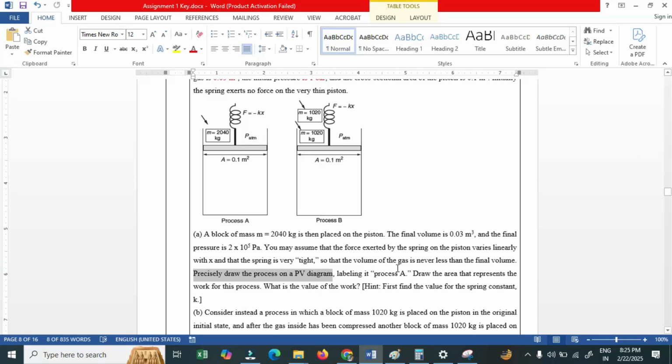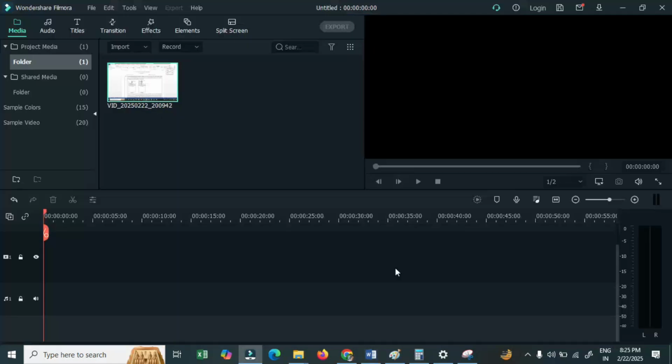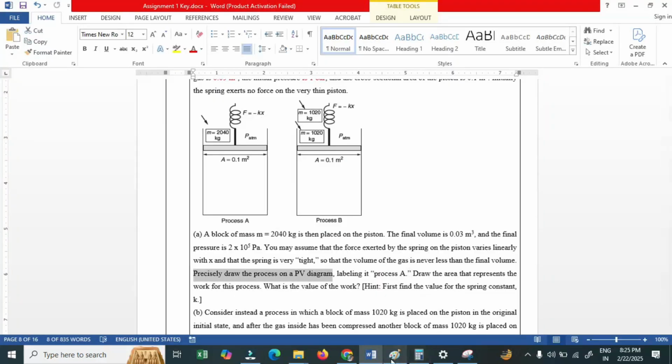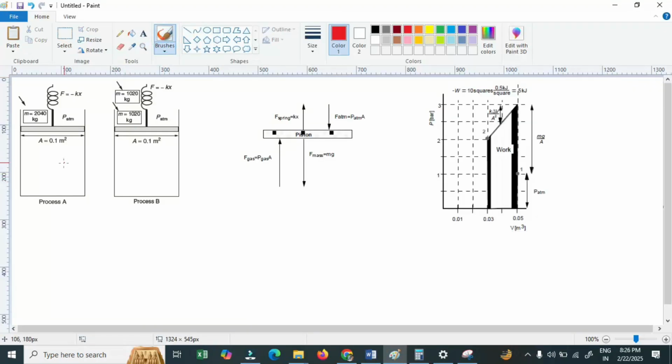Okay. Now let us understand the problem and convert it into the PV diagram. Initially, the only pressure acting on the thin piston is the atmospheric pressure. Initially, there is no pressure from the spring also. That is the state I marked here. How did I mark that?